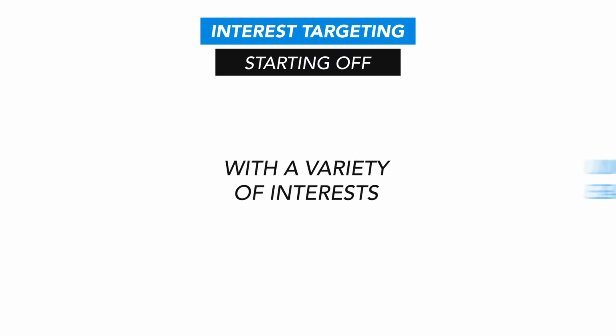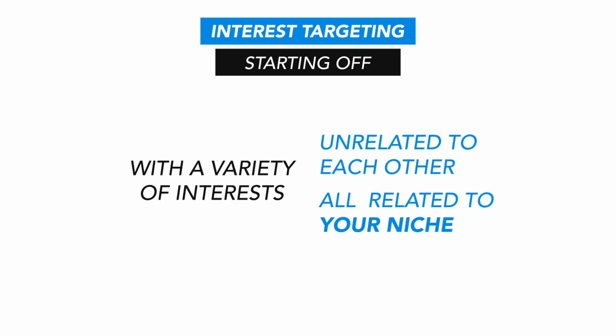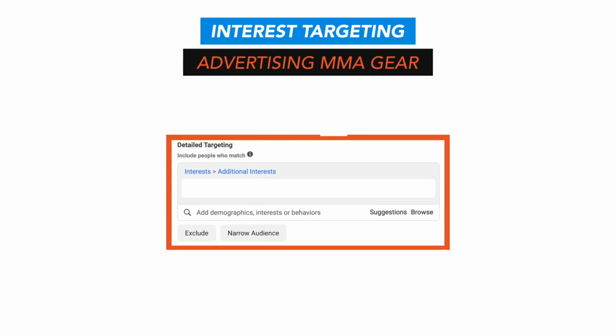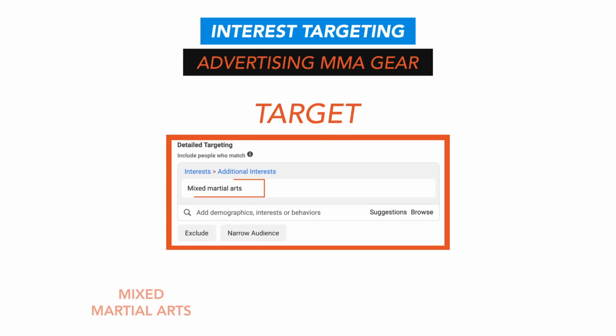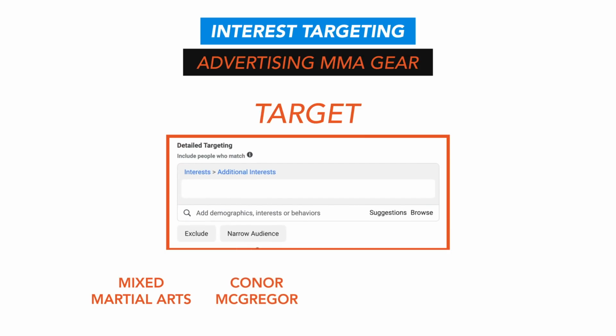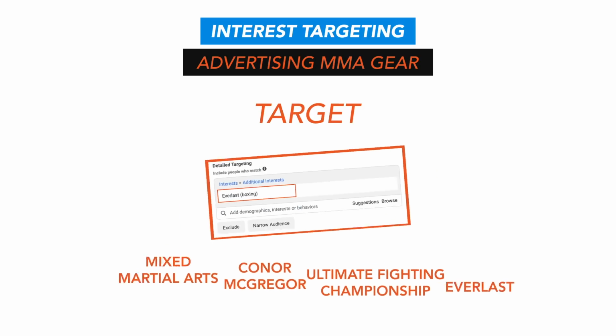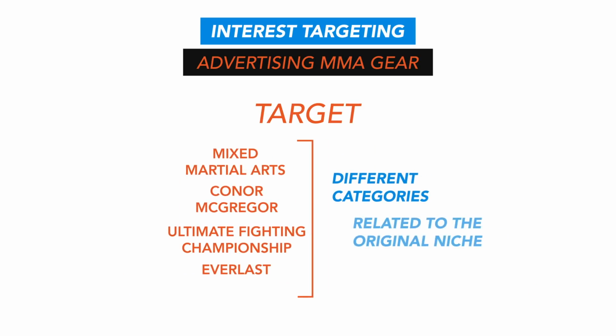I recommend starting off with a variety of interests that are pretty unrelated to each other, but all related to your niche. So what do I mean by that? Well, for example, if I'm advertising MMA gear, I might target the sport MMA itself, the fighter Conor McGregor, the entertainment network UFC, and also the company Everlast. These are all different categories that are still related to the original niche, MMA.